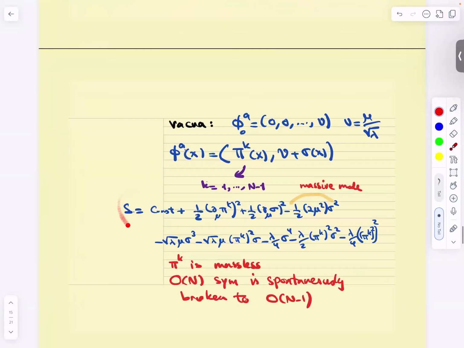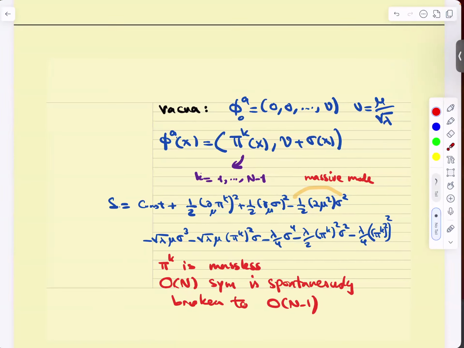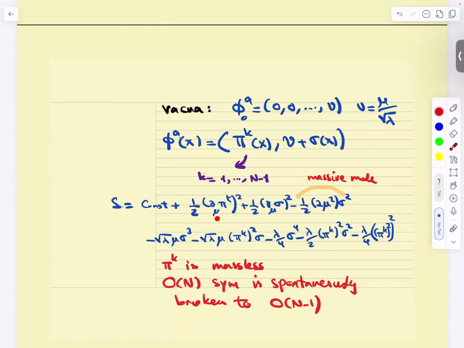Take the Lagrangian density and expand it this way in terms of this field. Here's the action you get. You get a constant. So pi are the fluctuations in the directions perpendicular to the vacuum. It's the thing that takes you from one vacuum to the other vacuum. All right? So here's the kinetic term for pi. Where is the mass term for pi? There is no mass term for pi. There's interaction between pi and sigma, pi to the fourth, all sorts of terms, but there is no mass term.